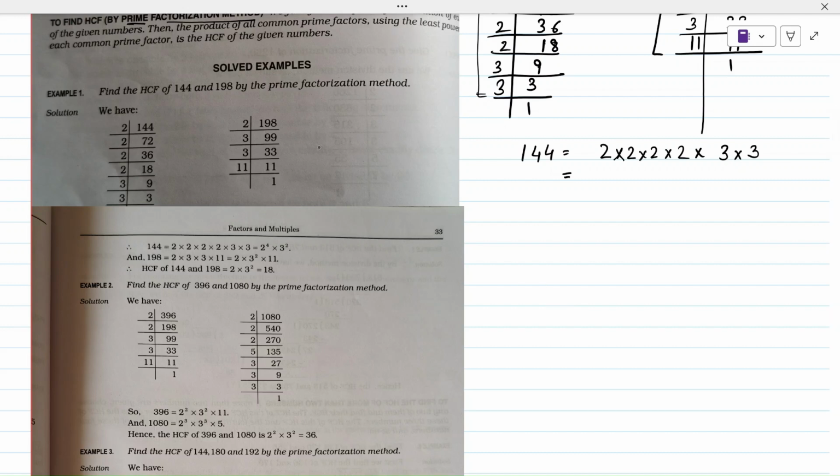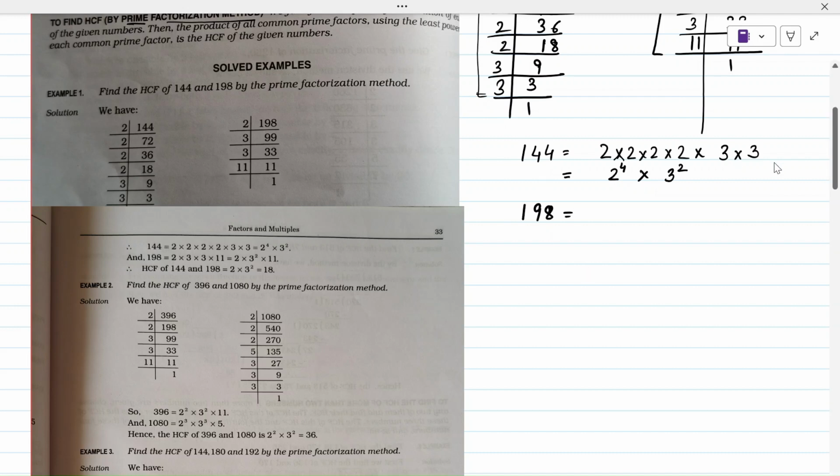So now I can express these numbers as powers also. I have 4 times 2, so I can write this as 2 raised to the power 4, right? And 2 times 3, 3 raised to the power 2. This is how in the form of powers I can express the factors of 144. This is done. Now let us come to the other number, 198.